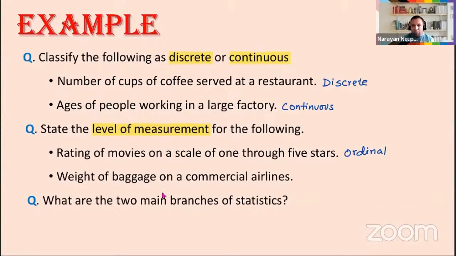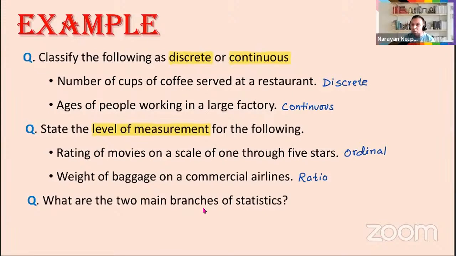When you talk about the weight, it can be 15 pounds, 20 pounds, or so on, or 22.3 pounds. So it's exact number there. Meaning of that is the weight of baggage on a commercial airline is an example of ratio level of measurement. Ratio. Okay, the last question on the slide here.